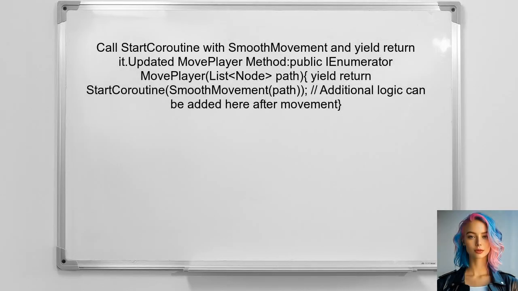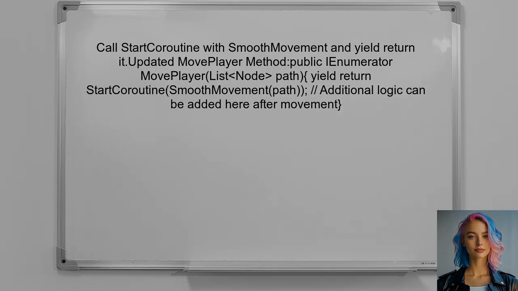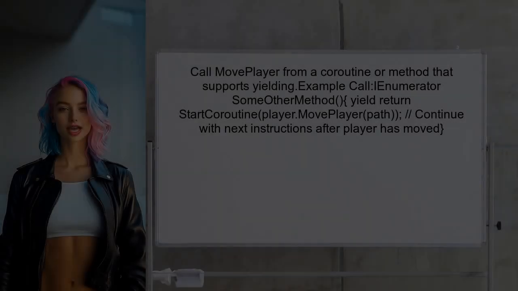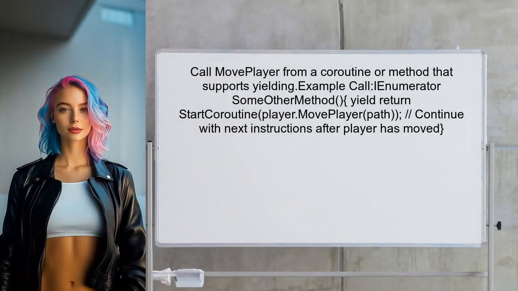Now, inside the move player method, the user should call start coroutine with smooth movement and yield return it. This ensures that the program waits for smooth movement to finish before proceeding. Finally, the user can call move player from another coroutine or method that supports yielding. This way, the program will wait for the player's movement to complete before executing further instructions.